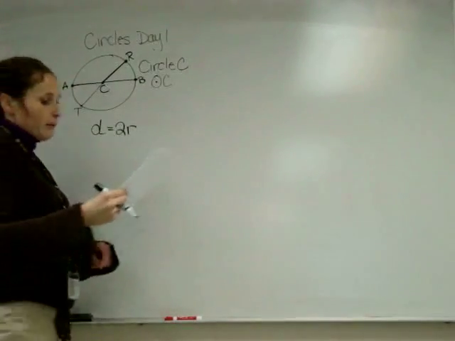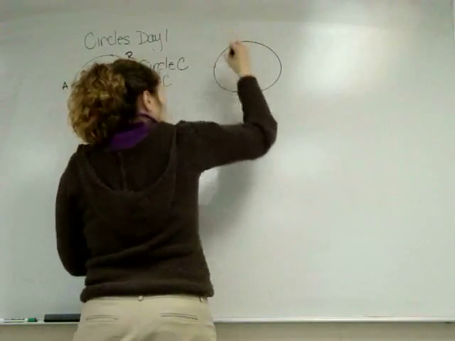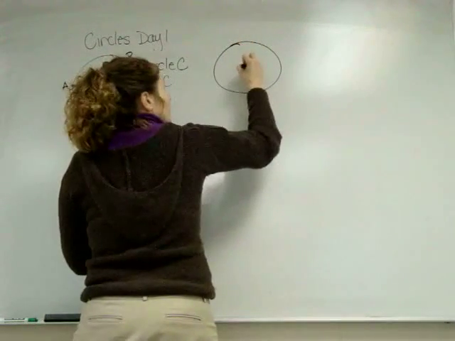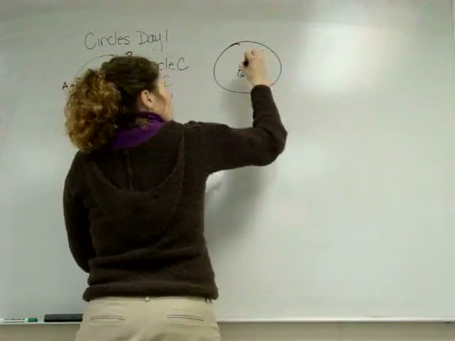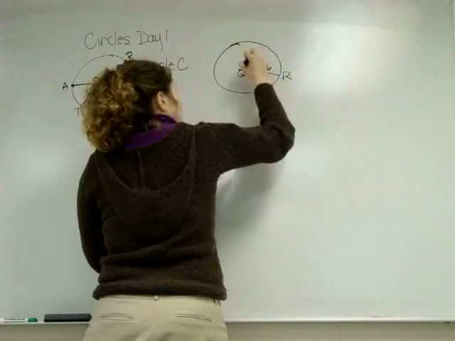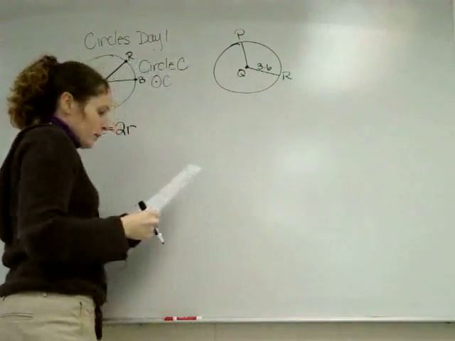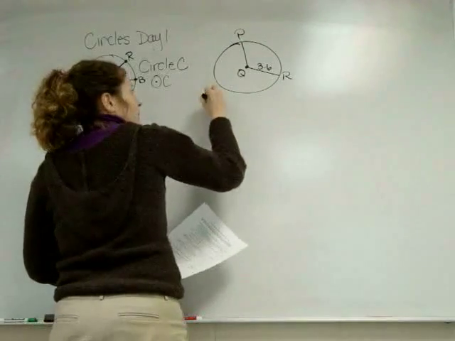Let's take a look at the examples. It says use the diagram to answer each question. So you've got a diagram. It's circle Q. You've got that QR has a length of 3.6 and that QP is another radius. Part A, what is the length of the diameter?